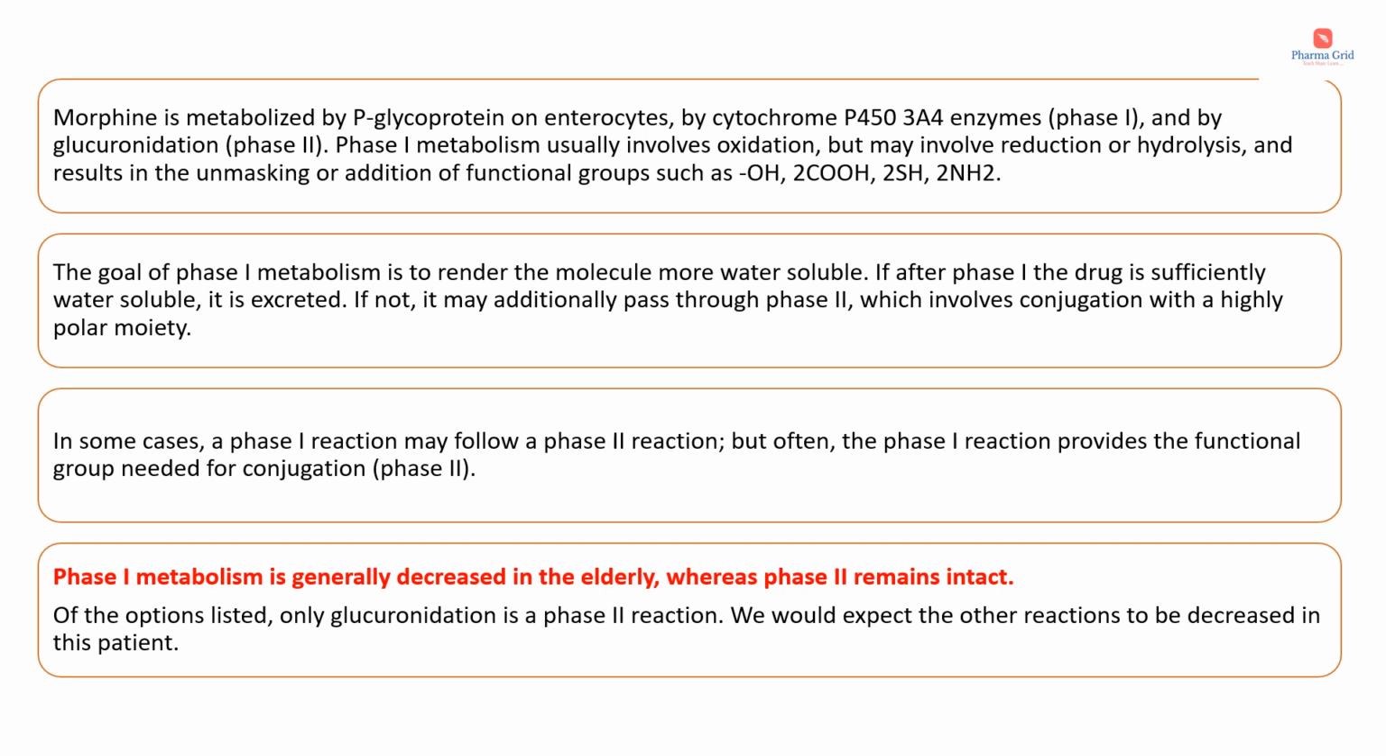In some cases, a phase 1 reaction may follow a phase 2 reaction, but often the phase 1 reaction provides the functional group needed for conjugation, which is phase 2. Phase 1 metabolism is generally decreased in the elderly, whereas phase 2 remains intact. Of the options listed, only glucuronidation is a phase 2 reaction. We would expect the other reactions to be decreased in this patient.